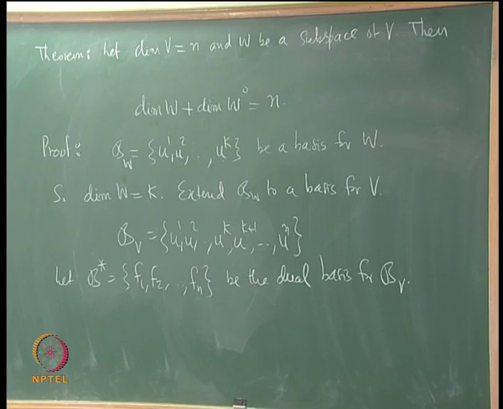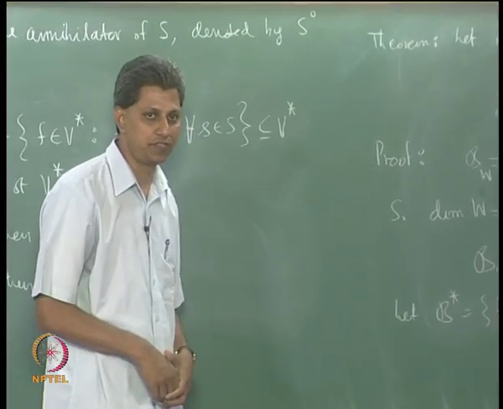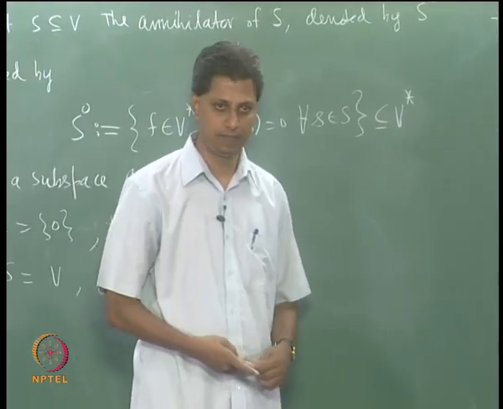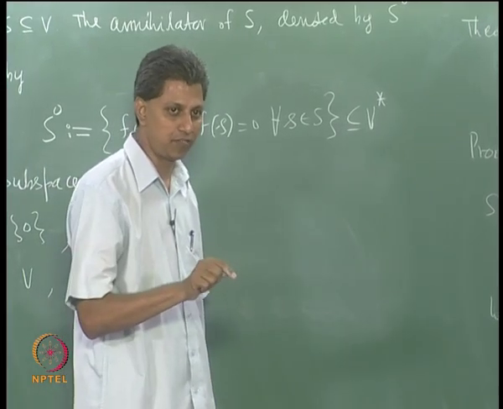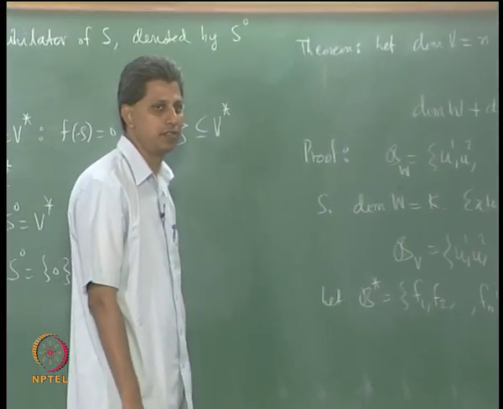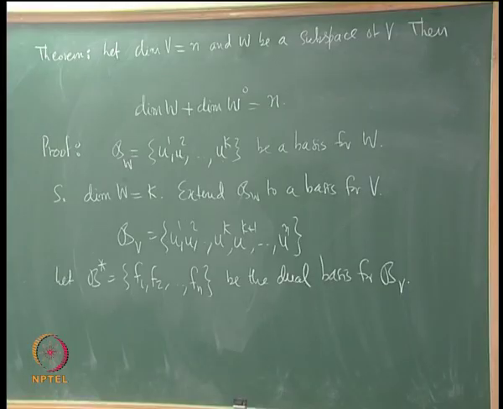What we will show is that you remove the first k functionals. The remaining n minus k functionals, we will show, form a basis for W naught, similar to the rank nullity dimension theorem. The first vectors form a basis for the null space, the remaining vectors form a basis for the range space. Okay. So let us now look at fk plus 1, etc., fn.